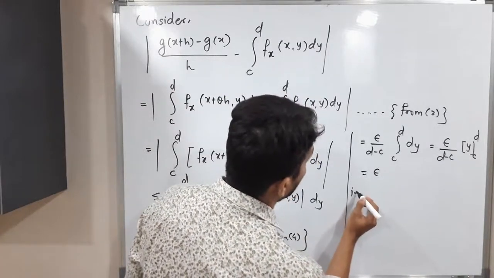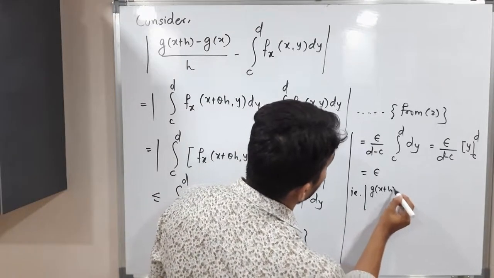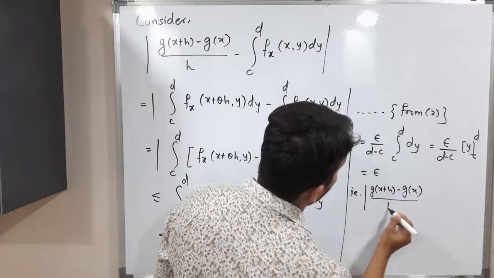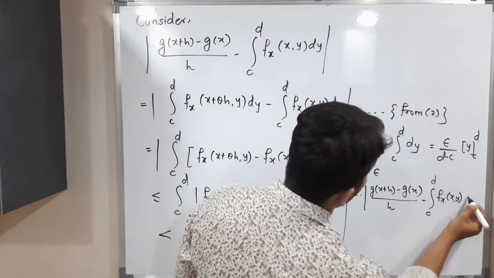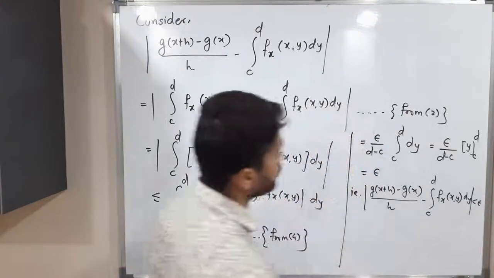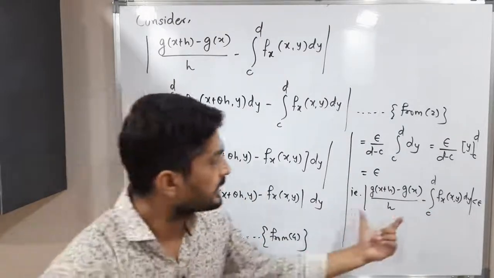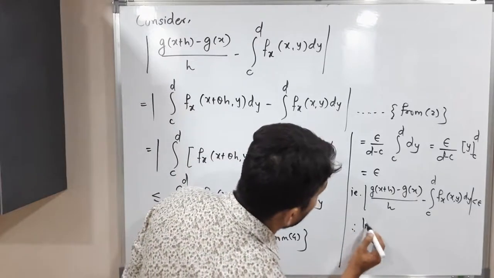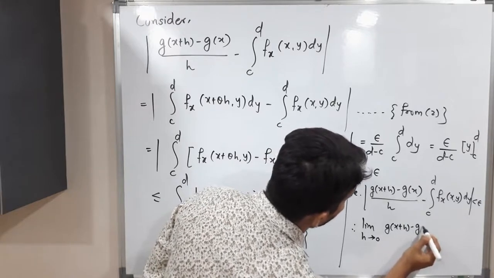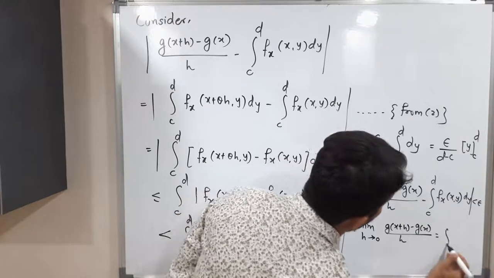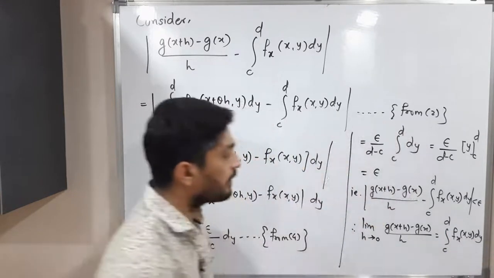So we started with what? Mod of g of x plus h minus g of x divided by h, minus integration c to d of f_x (x, y) dy, and we got that this is less than epsilon. Mod of this one is less than epsilon. The same thing we can write in terms of limit also. Therefore, limit h tends to 0 of g of x plus h minus g of x divided by h is equal to integration c to d of f_x (x, y) dy. So the same thing we have written in terms of limit.